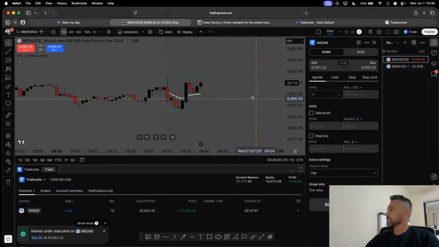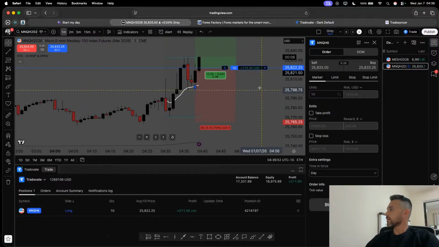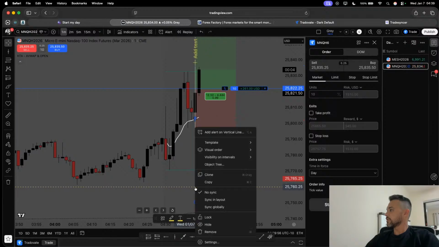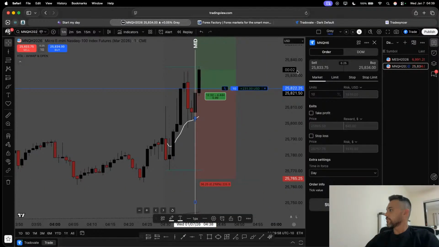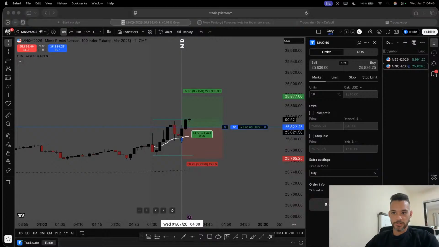MES. We're going to wait. We kind of missed that entry there on MES. MNQ kind of barely got that. Let's minimize that. This is a mid-range trade here. That's for target levels. Things are kind of moving fast right now. Let me share this.